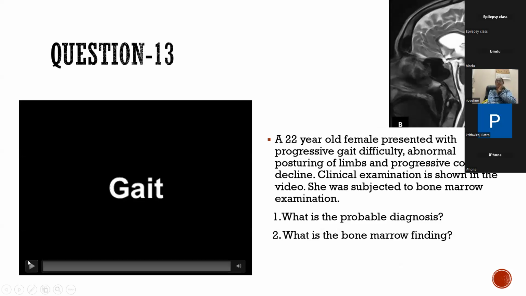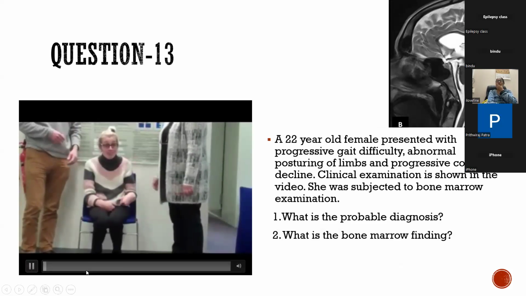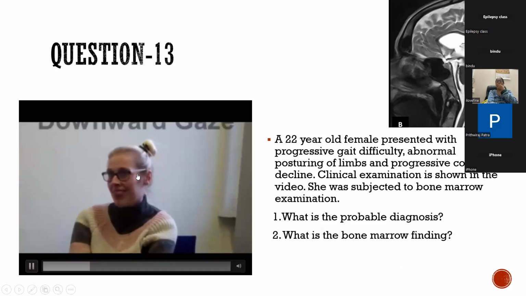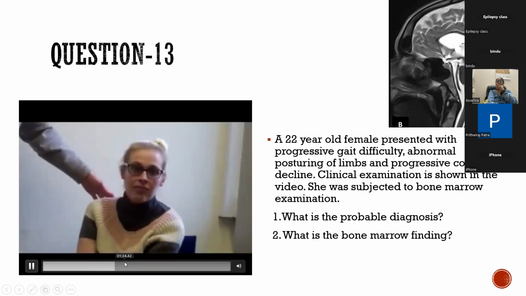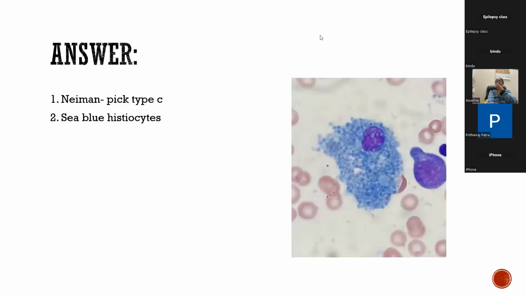The next question was a 22-year-old female, and we have asked for a probable diagnosis and bone marrow finding. The eye finding, because of the spectacles, was not clear. The downward as well as the upward gaze was abnormal, but she was able to look horizontally to both sides. So it is Niemann-Pick type C, and in the early part of the disease, there will be sparing of the horizontal gaze and selective involvement of the vertical.